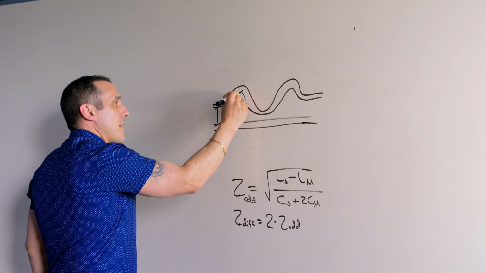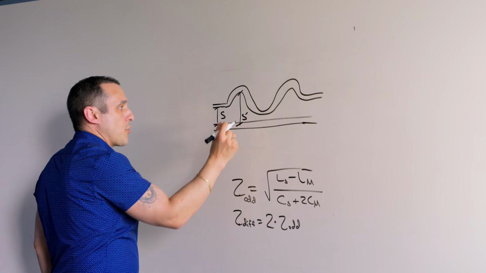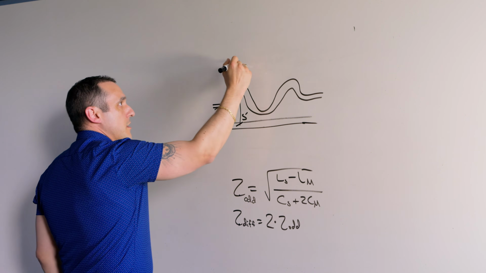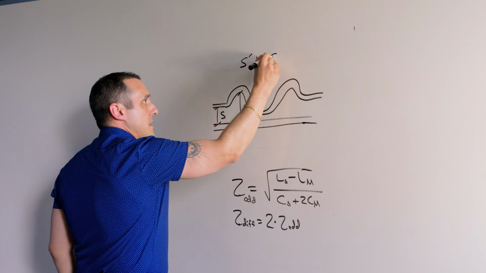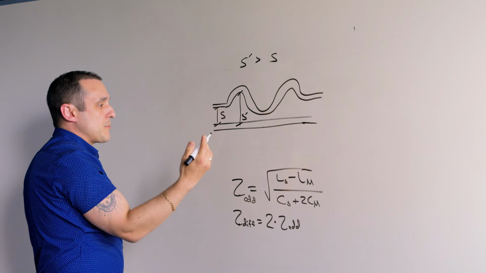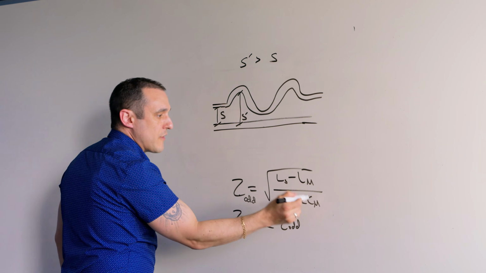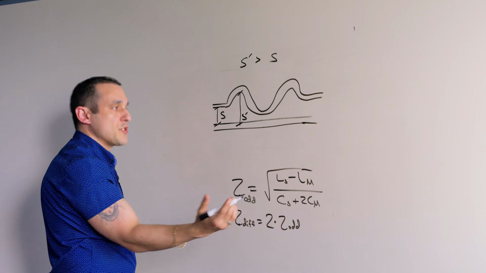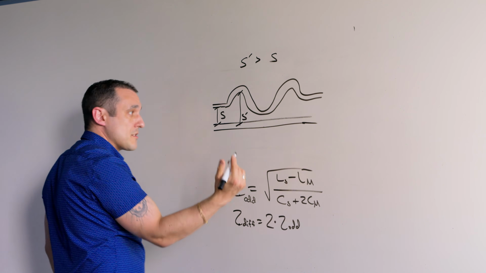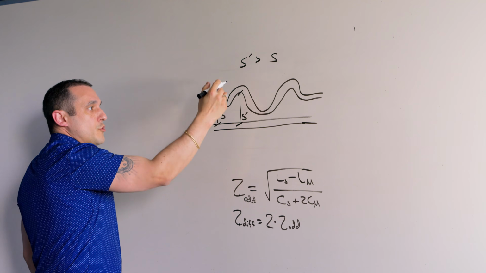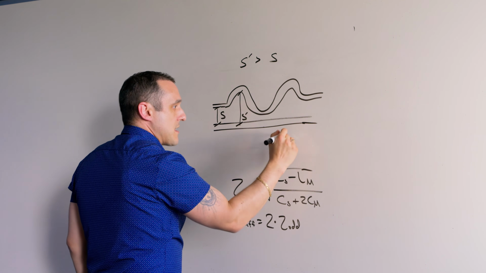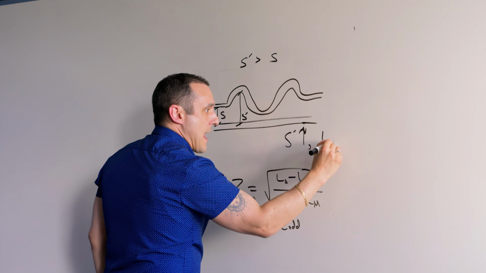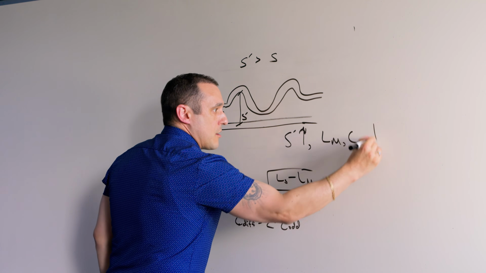So here you have a larger spacing, we'll call it S prime, that's different from this spacing. So how are S and S prime different? Well, of course, S prime is bigger than S. And as we increase that spacing, what happens to these two values? Well, these two values depend on both the distance to the ground plane as well as the spacing between the pairs. And so as you space these two traces out, what you'll see is that as S prime goes up, then LM and CM go down.